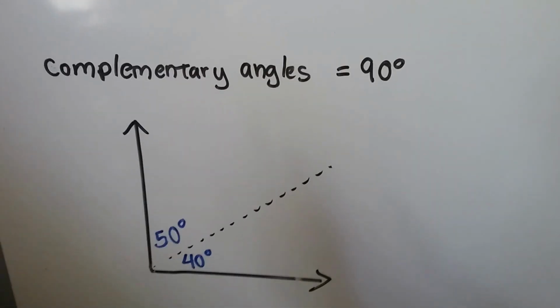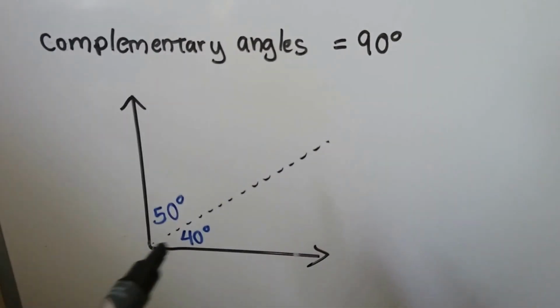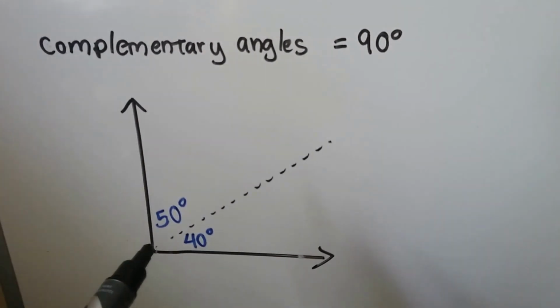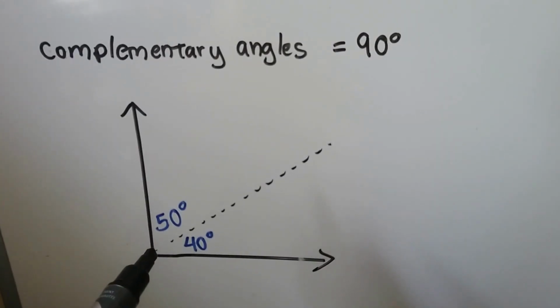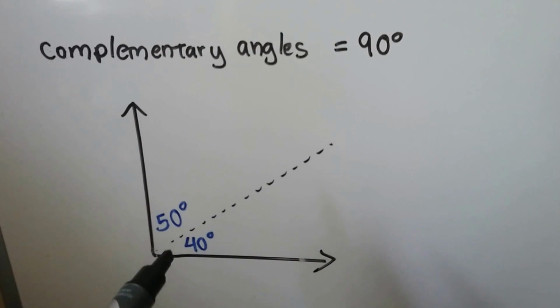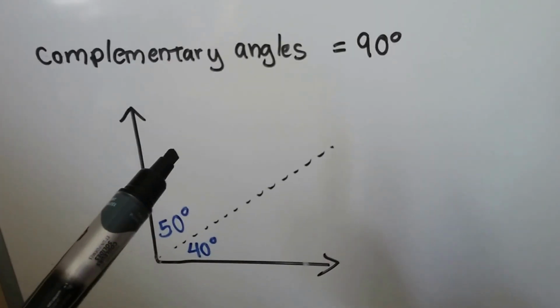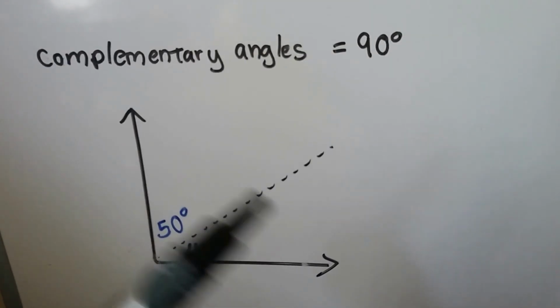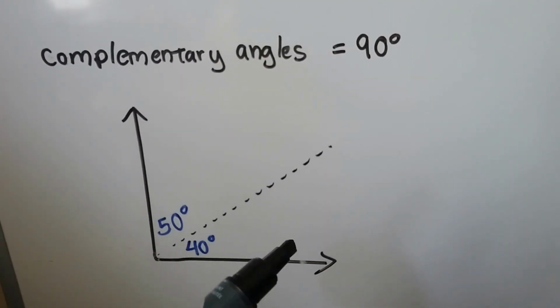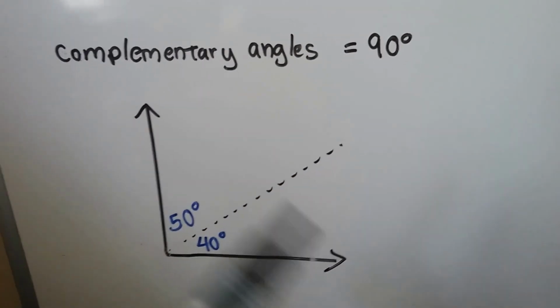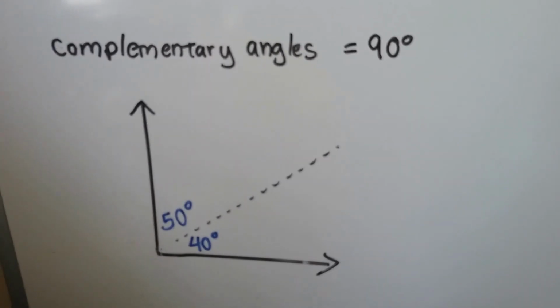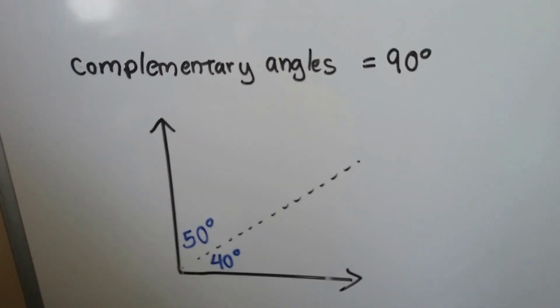Now, they're called complementary when they create a 90-degree angle, a right angle. So no matter where this line is and how it splits it up, it's going to have an acute angle and an acute angle, and when you total up their measures, it'll equal 90 degrees for it to be a complementary set of angles, okay?